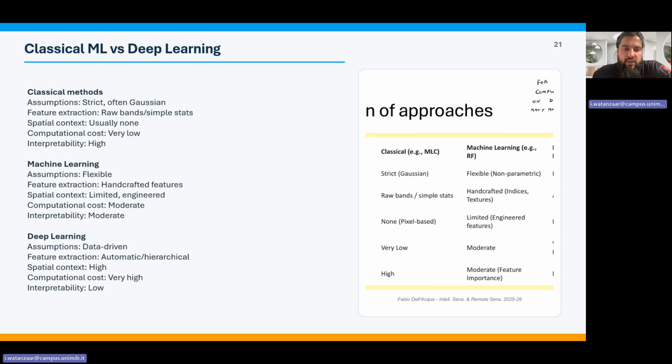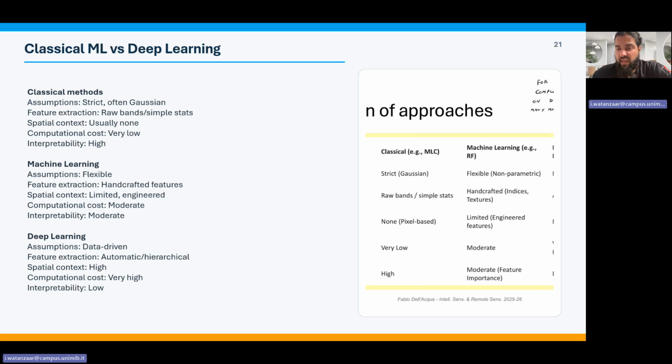And what about the feature extraction? It's automatic and hierarchical in deep learning. Spatial context in the classical method is none. There is no concept of spatial information, but in machine learning it was moderate, not that much, or you can say limited or engineered. In deep learning, the spatial context is really high because they are learning both the spectral and spatial information directly from the data.